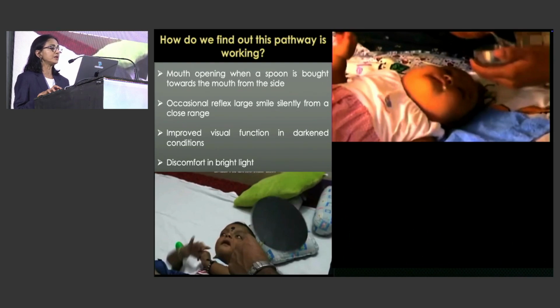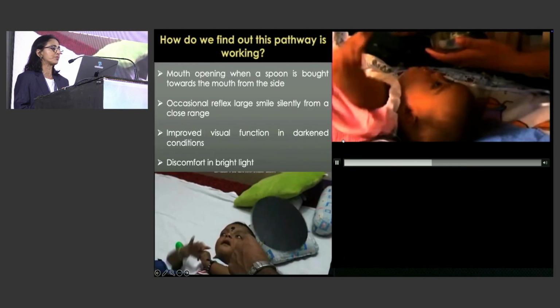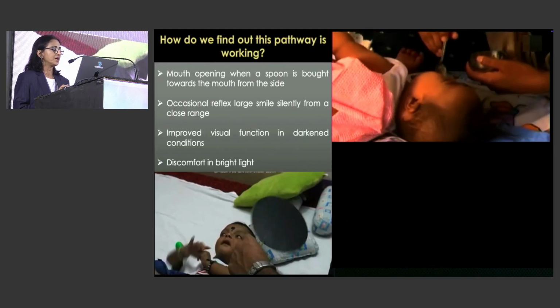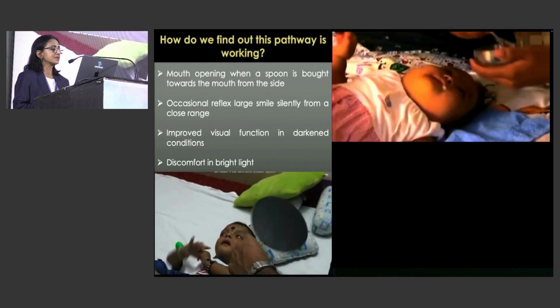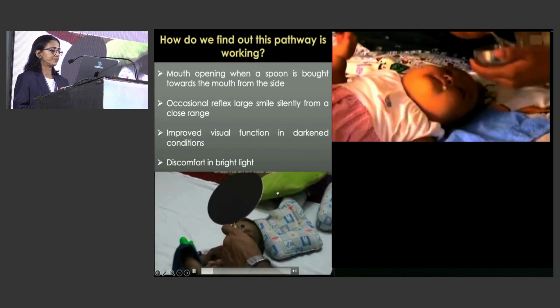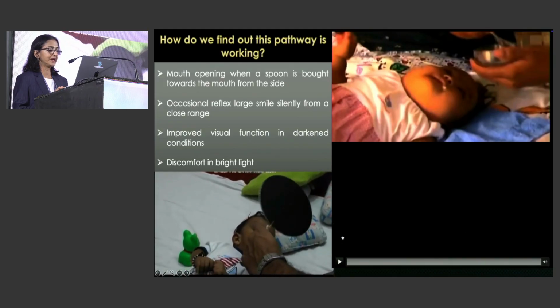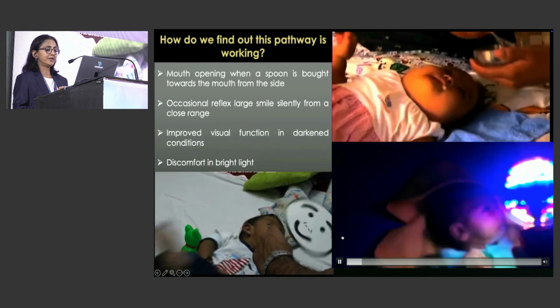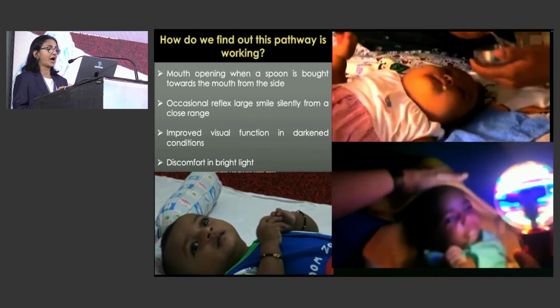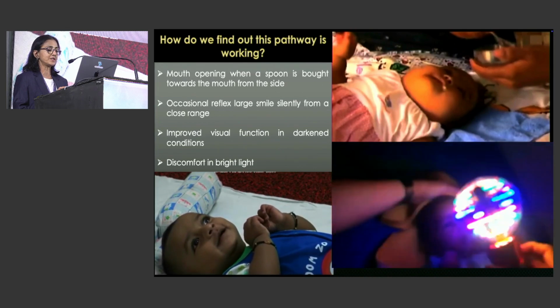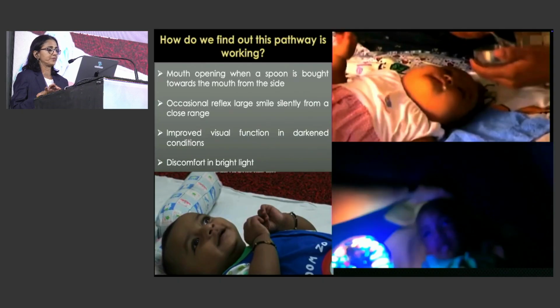So how do we find out that this pathway is working? There are certain clues for that. Suppose there is mouth opening when the spoon is brought towards the mouth from the side. If there is some reflex large smile, especially from a close range from the mother, as in this picture, or to a smiley card. And this child, when the eye is turned to the lightened object, he will start responding to it slowly.